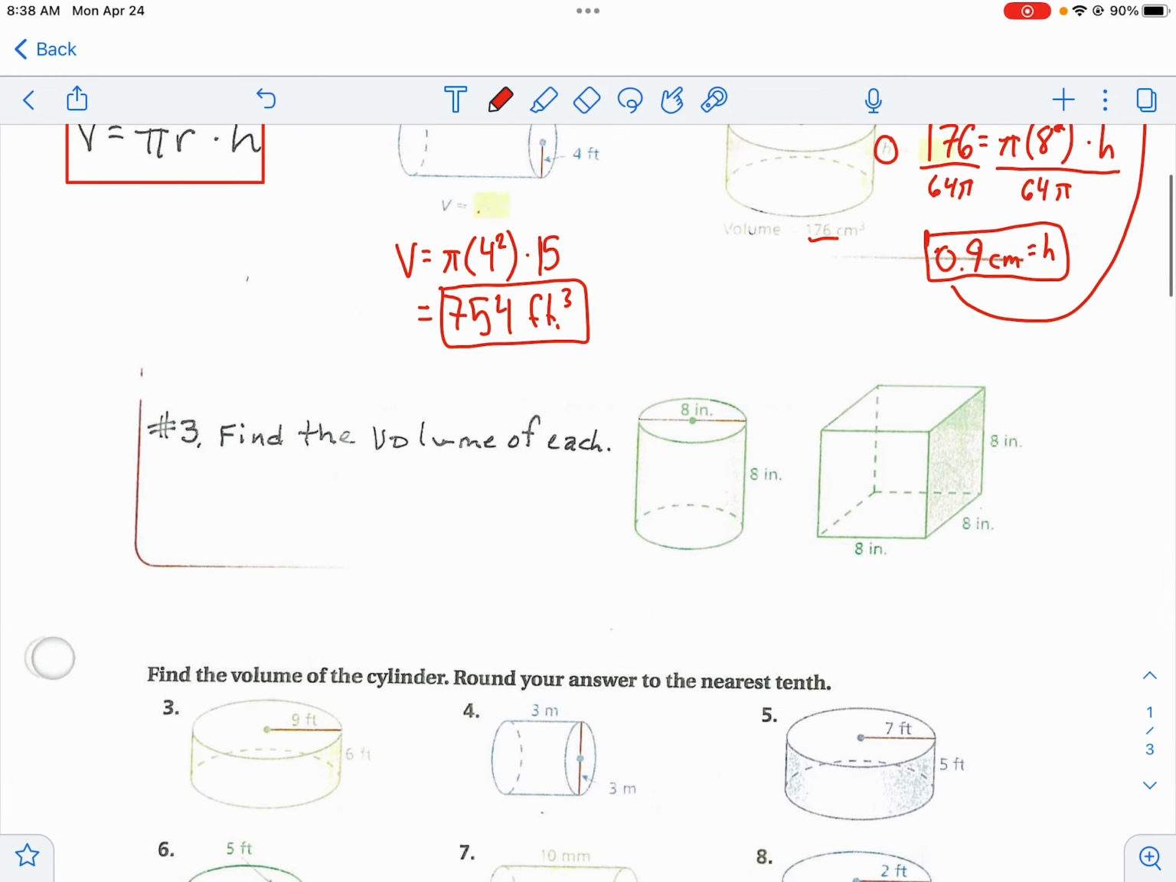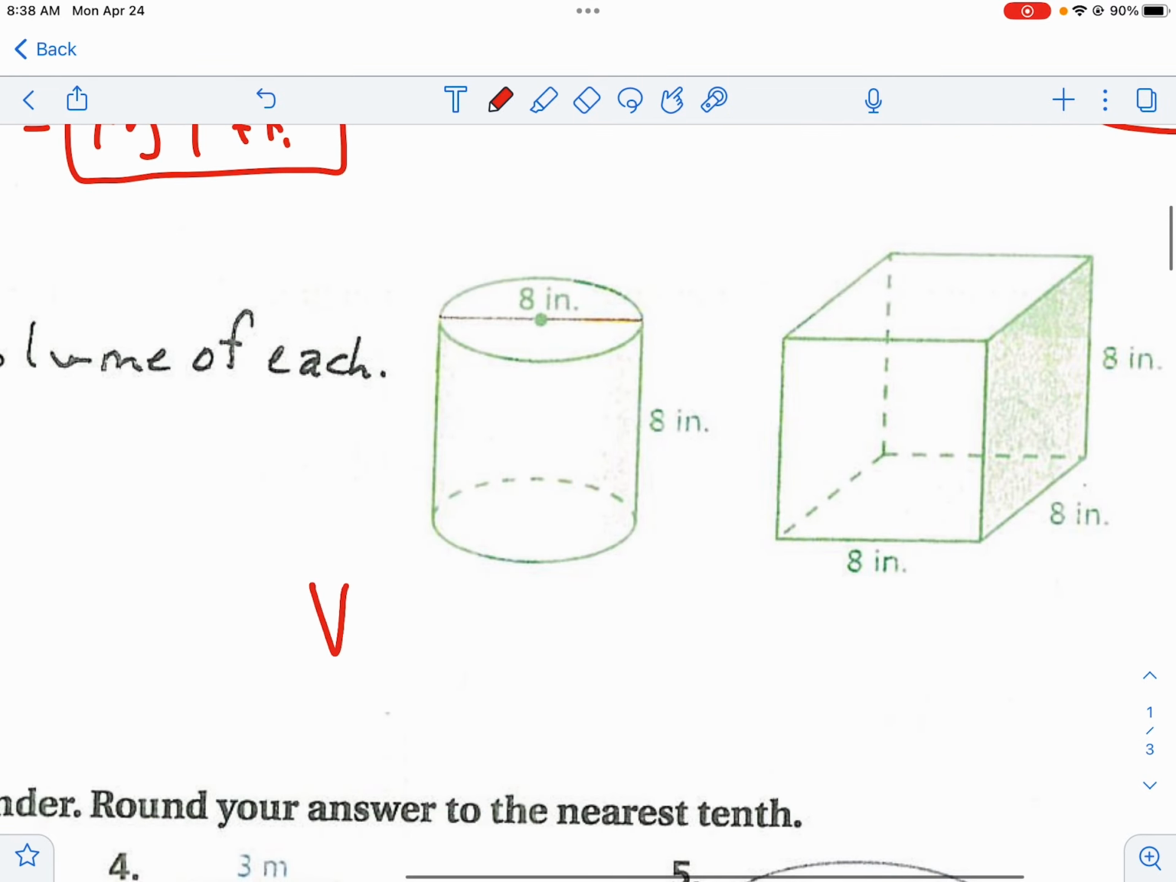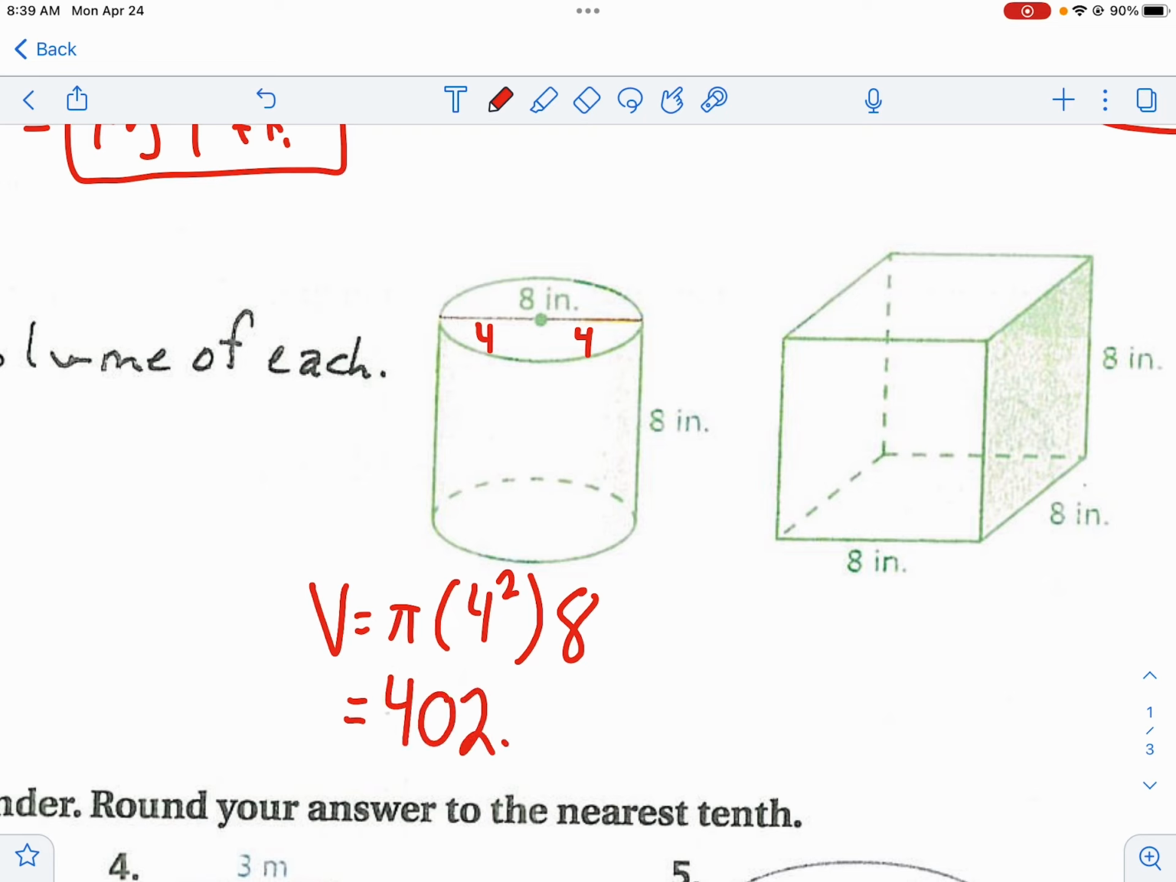Let's go ahead and find the volume of each of these. Shouldn't take too long. V is equal to pi r squared times the height. We're not given our radius, we're given our diameter, so the radius is 4, right? Diameter is twice the radius, so 4 squared is 16, times the height of 8, times pi is 402.1 inches cubed.